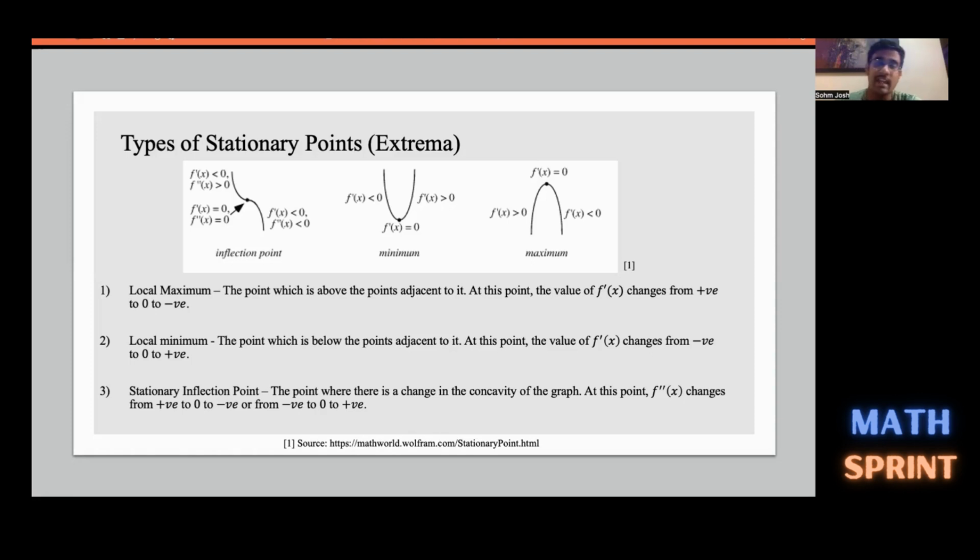So if the concavity of the graph changes at the inflection point, then the second derivative of the function changes either from positive to 0 to negative, or from negative to 0 to positive. So essentially, at the stationary inflection point, f double dash of x is 0, but also f double dash of x changes sign from, say, positive to negative or negative to positive across this inflection point.